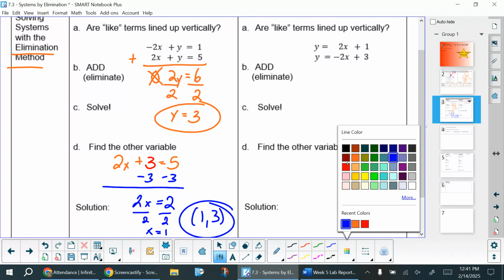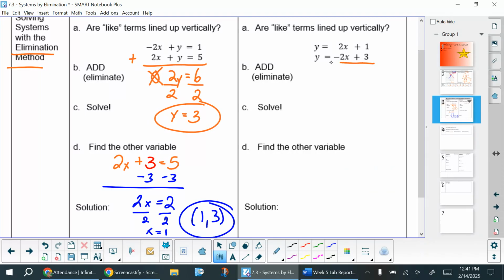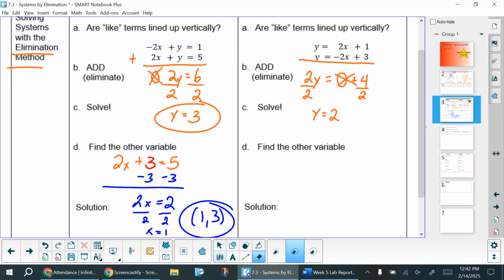Okay, next one here, we're going to do the exact same thing. We're going to add the two equations together. y plus y makes 2y. 2x minus 2x makes 0. 1 plus 3 makes 4. And so I don't need that 0 in there. I have the equation 2y equals 4. Well, I can divide by 2 on both sides and get y equals 2. That's not so bad. That step's pretty easy.